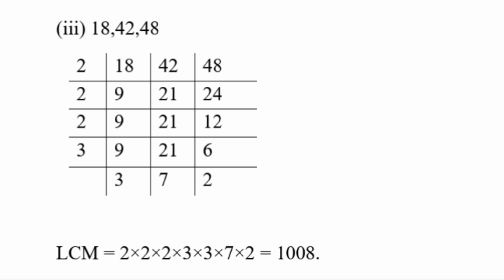Third sum is 18, 42 and 48. Three numbers, all these three can be divided by 2, as 2 9s are 18, 2 21s are 42, and 2 24s are 48. Again divide this 24 by 2, as 2 12s are 24, 9 and 21 as it is. Then again divide 12 by 2, as 2 6s are 12. Then divide 9, 21 and 6 by 3, as 3 3s are 9, 3 7s are 21, and 3 2s are 6. Now LCM is equal to 2 into 2 into 2 into 3 into 3 into 7 into 2, which is equal to 1008.